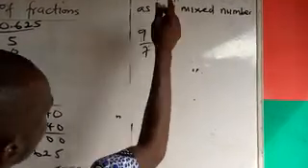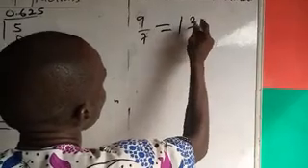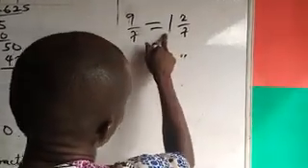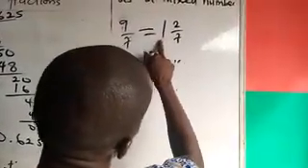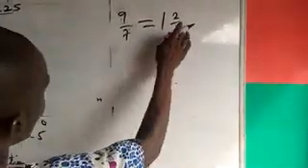Let 7 share 9. If 7 share 9, it's going to be 1, with 1 remaining 2. So 2 over 7. 7 times 1 is 7, plus 2 is 9. Therefore, I just have to change it to a mixed number.